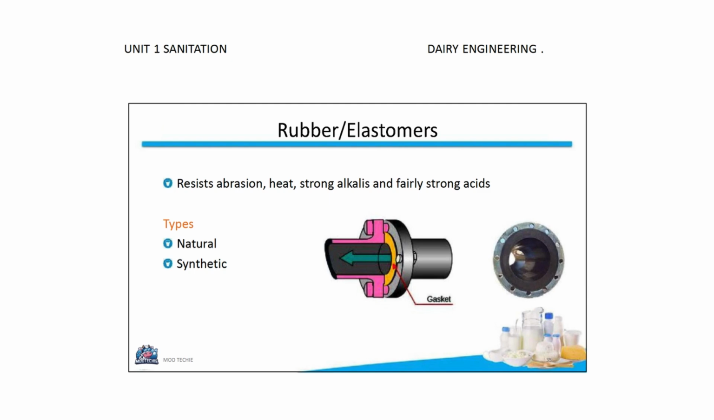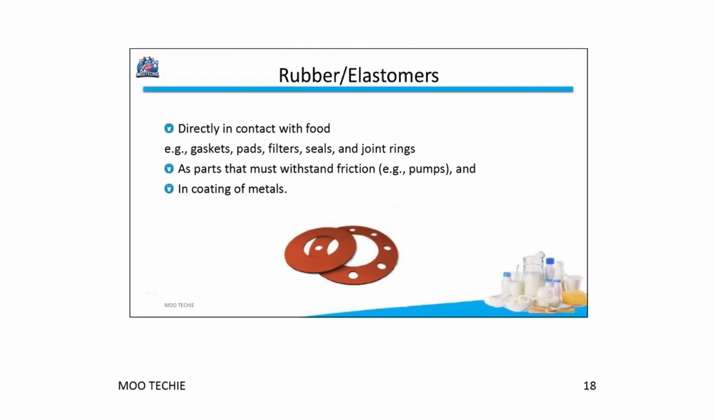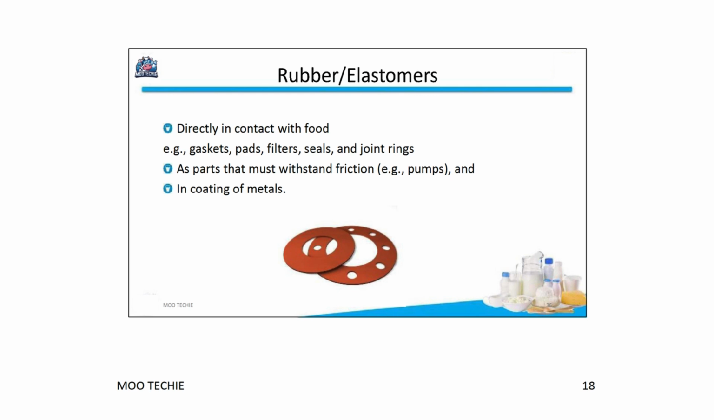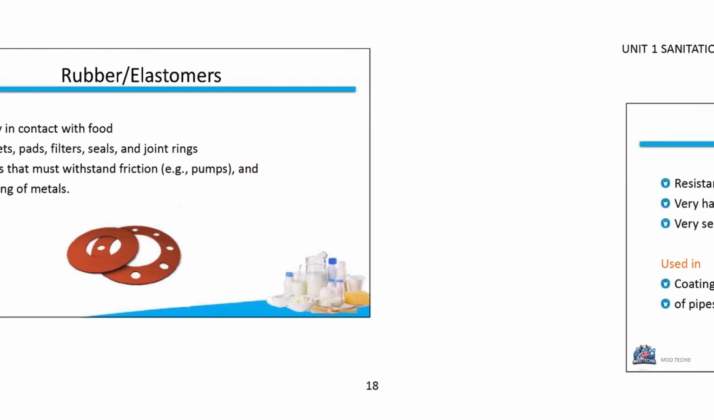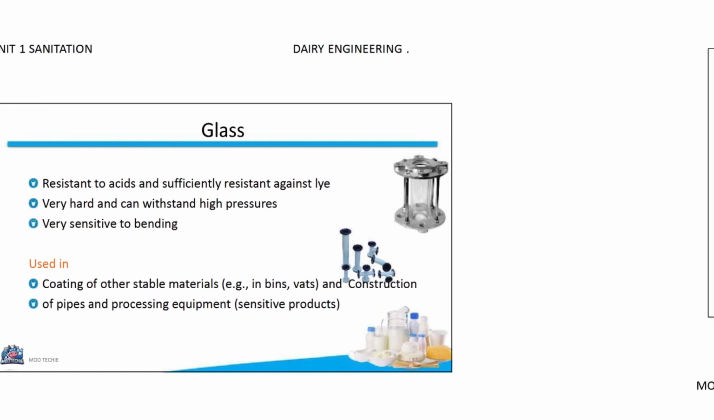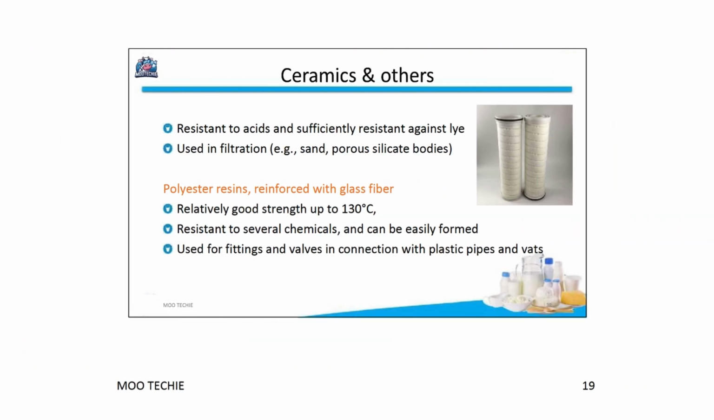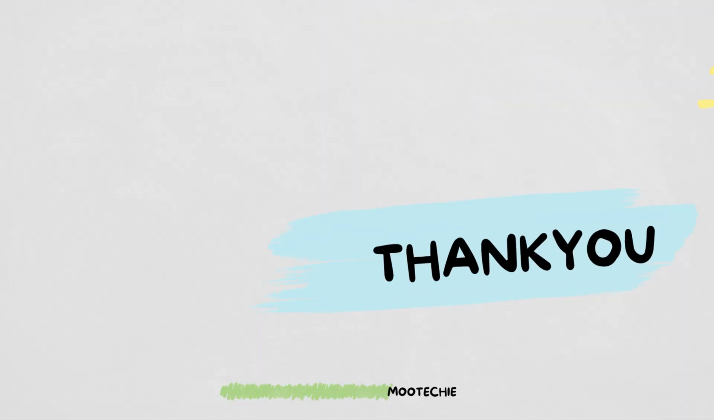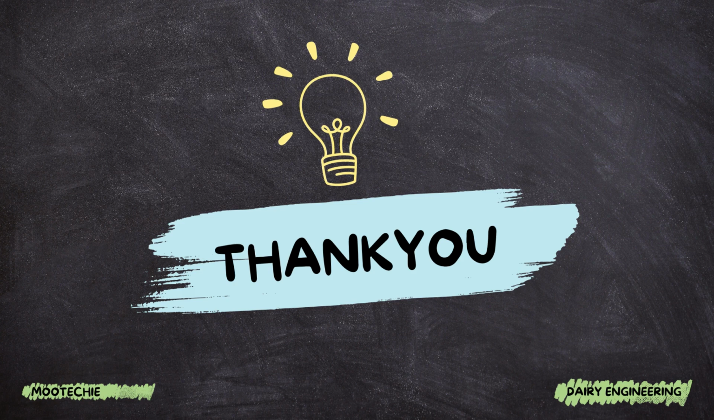Rubber and elastomers resist abrasion, heat, and strong chemicals. They are used for gaskets, seals, pads, and in parts that withstand friction, like pumps, and for coating metals. Glass is resistant to acids and can withstand high pressure, though it is sensitive to bending. It is used for coating vats and for sensitive products in pipes and equipment. Finally, ceramics and materials like polyester resins, reinforced with glass fiber, are used. They are chemically resistant, have good strength up to 130 degrees Celsius, and are used for fittings, valves, and vats connected to plastic pipes.